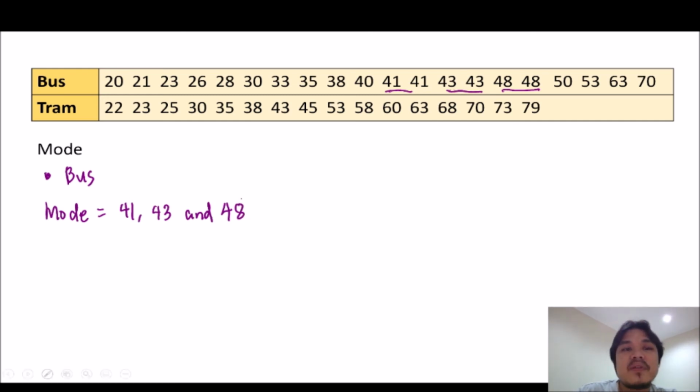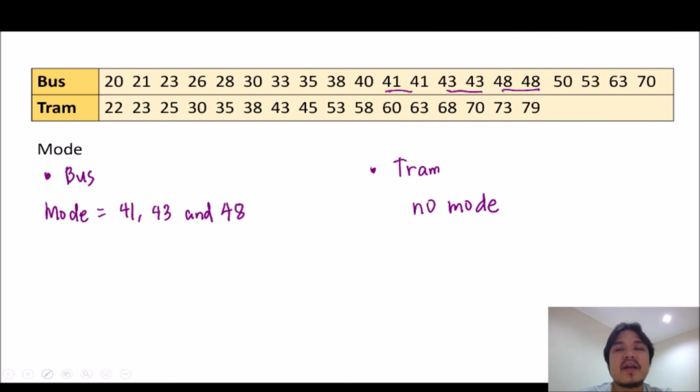Let's now proceed with the tram. For the tram, all the scores are distinct. There's no repeated value, so we can say that the tram has no mode.